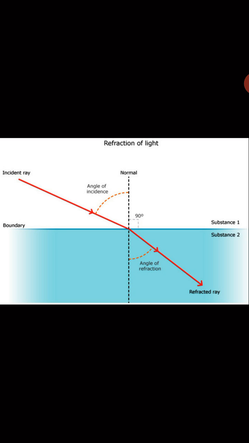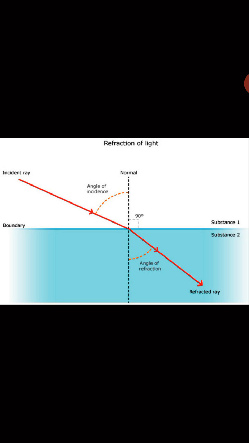Here the ray which is falling on the boundary is called the incident ray, while the ray which is going into the other medium is the refracted ray. In reflection it's a reflected ray, but here the word refracted ray is used. Then two angles are formed on either side of the normal. The angle between the normal and the incident ray is the angle of incidence, while the angle between the normal and the refracted ray is called the angle of refraction.